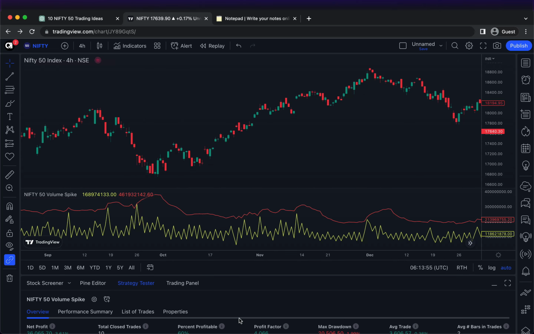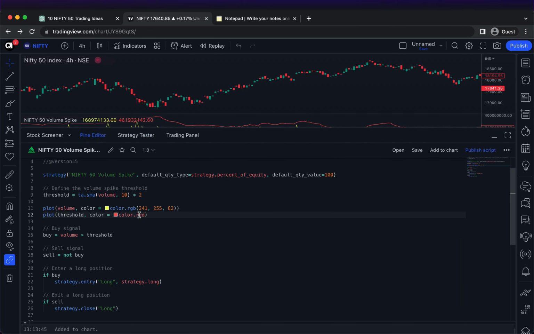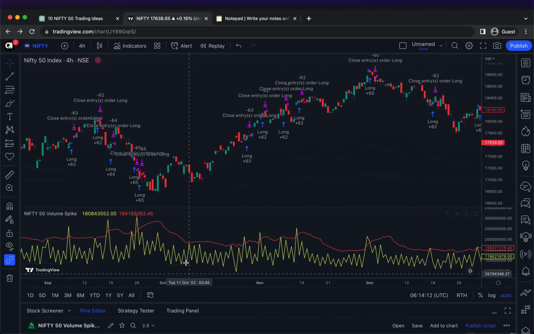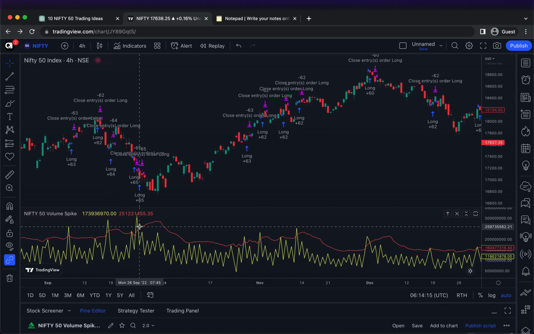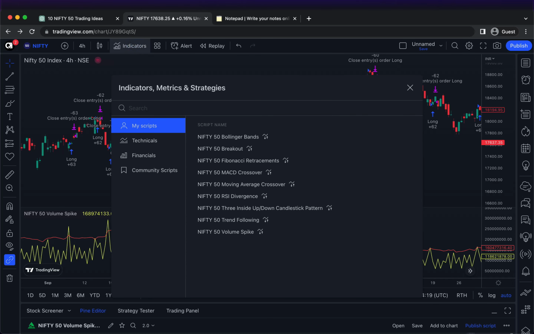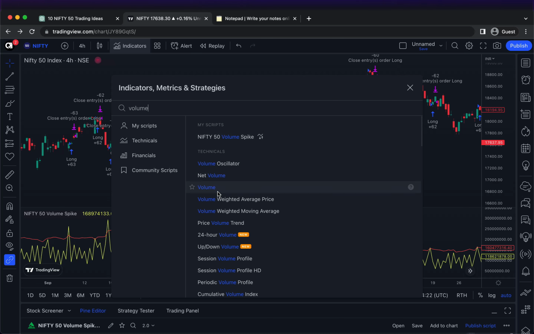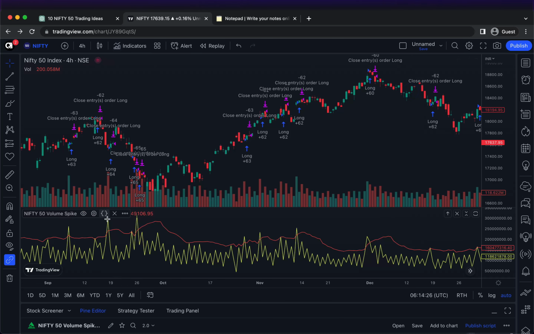Yeah, so you see, when the yellow line crosses the red line, then we are buying, and then we are selling on the second bar straight after that. Let's just reduce the threshold. We will buy much more frequently. Let's put the volume indicator just to see if it's working well. Yeah, so you see, if the volume has a spike and it's above the average, that's a signal for us, we are buying. And then it's more like a momentum indicator.